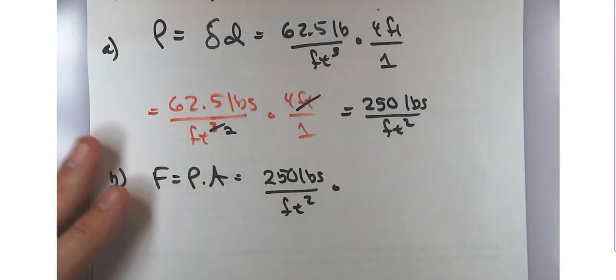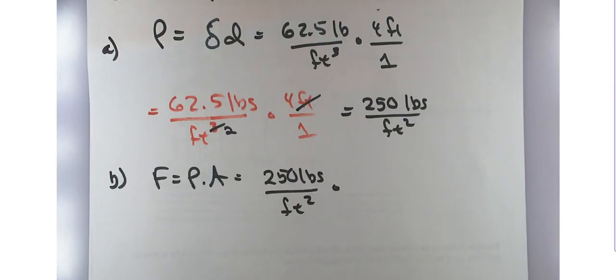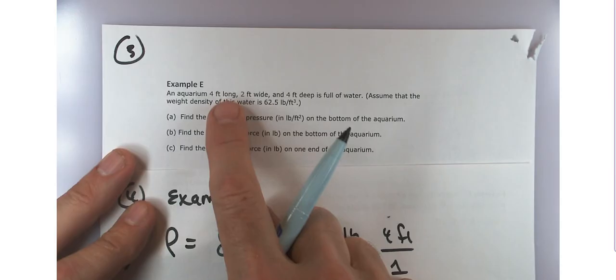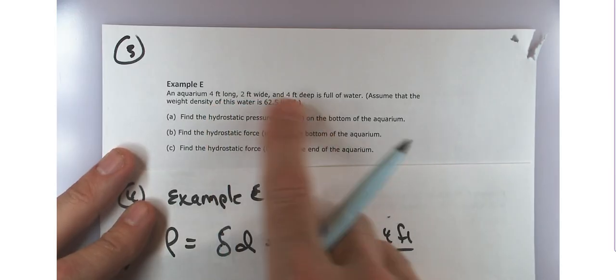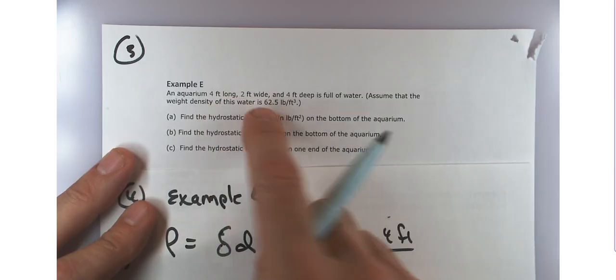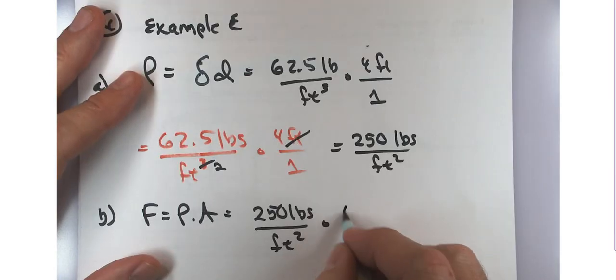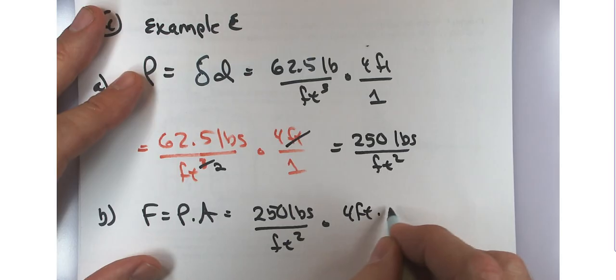Times the area. Well, let's figure out what the area is. The area is going to be the area of the base. Let's see, it was 4 feet long and 2 feet wide, 4 feet deep. But it's these two dimensions that give us the area of the base. So it's going to be 4 feet times 2 feet.